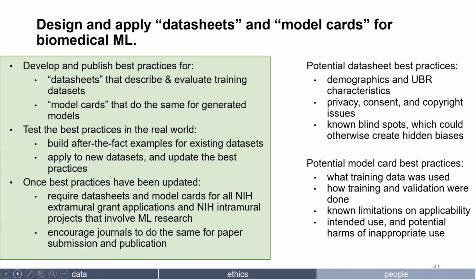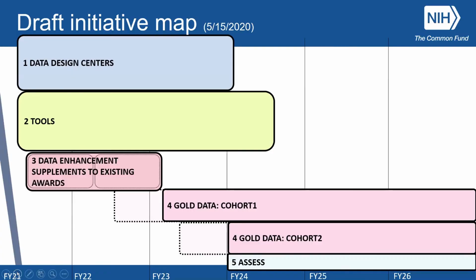So publish best practices about data sets and model cards from algorithms and from data. And finally, this is when you can expect to see FOAs from this Common Fund initiative. So we anticipate to get out data design centers to create those high-valued gold data sets that are AI/ML enabled in the early part of FY21, so probably in December to February timeframe. New tools to enhance data sets and supplements to existing awards.